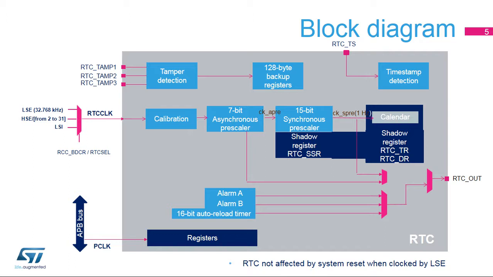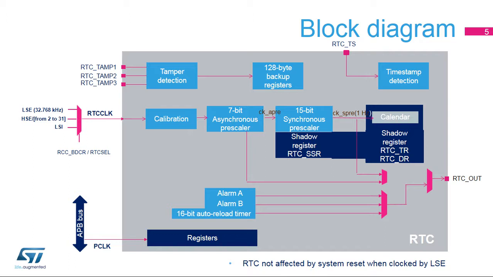Here is the RTC block diagram. The RTC has two clock sources. The RTC clock, or RTC CLK, is used for the RTC timer counter, and the APB clock is used for RTC register read and write accesses. The RTC clock can use either the high-speed external oscillator, or HSE, divided by a programmable factor from 2 to 31, the low-speed external oscillator, or LSE, or the low-speed internal oscillator, or LSI. To be functional in stop or standby mode, the RTC clock must use the LSE or LSI. To be functional in shutdown or VBAT mode, the RTC clock must use the LSE.